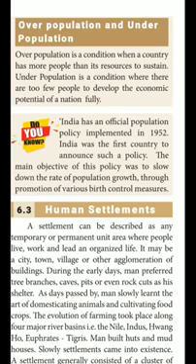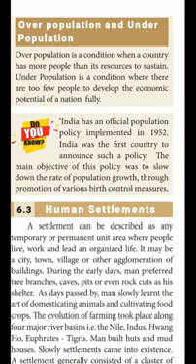India has an official population policy implemented in 1952. India was the first country to announce such a policy. The main objective of this policy was to slow down the rate of population growth through promotion of various birth control measures. Now listen, if the population keeps increasing, what will happen at last? We will not have any place, or enough food, and the air will become polluted, isn't it? It will be like that.